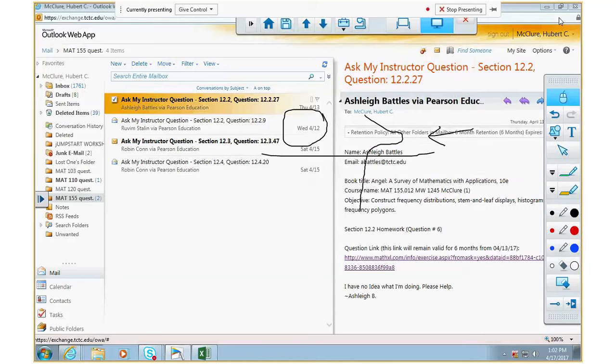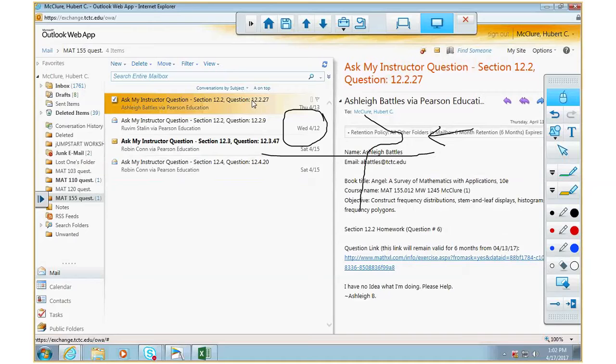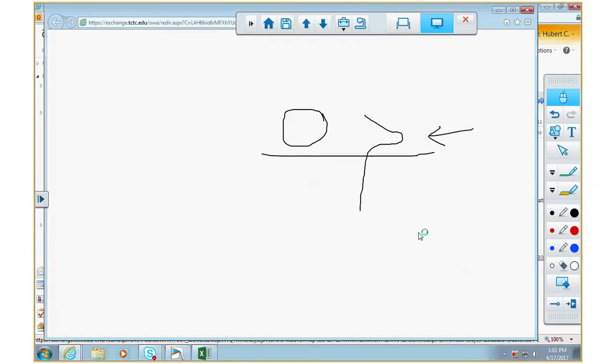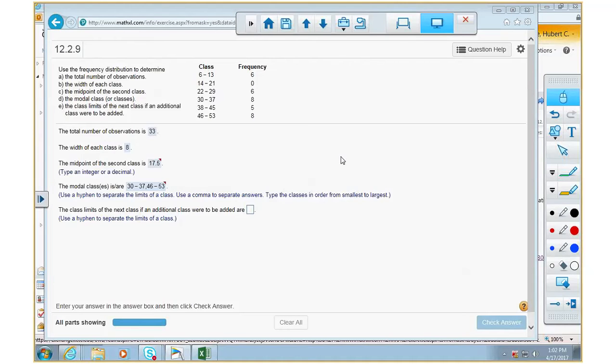Next question, 12.2, I guess that's 9, so 20 would be next. And this is 12.4, no, wait a minute, right here, 27, I'm sorry. I'm a little bit confused. Let's see what it looked like. Okay, this is a test question, so might as well go over it.